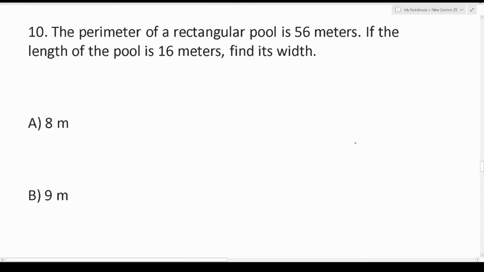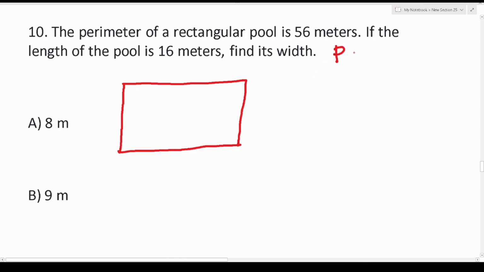Number 10 says the perimeter of a rectangular pool is 56 meters. If the length of the pool is 16 meters, find its width. All right, so for these problems, I like to draw a little diagram to illustrate what's going on here. And we know we're dealing with a rectangle according to the problem. And we know the perimeter of this pool, which I'm going to call P, is equal to 56. Likewise, we know the length of the pool is 16 meters. Okay, so here's the length of this rectangle.